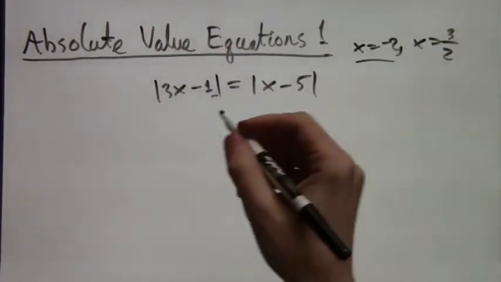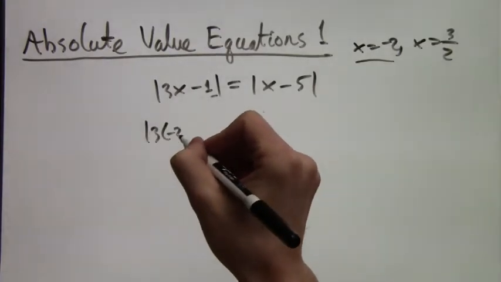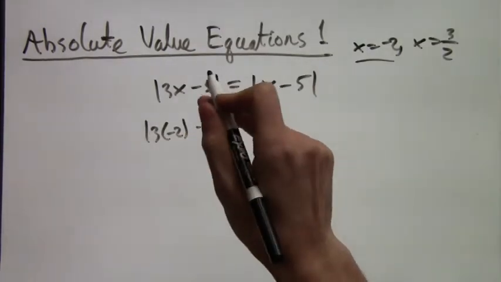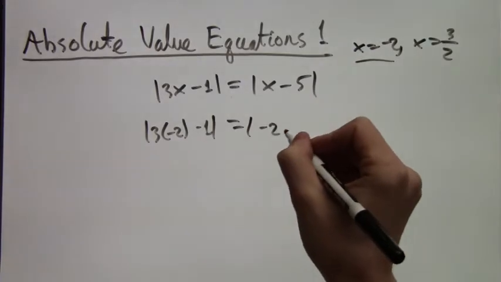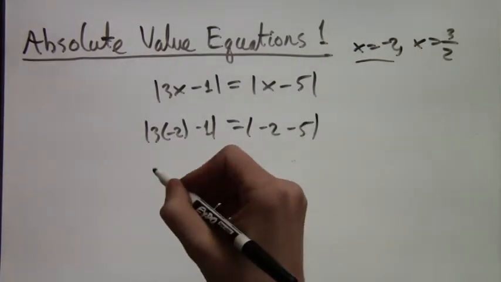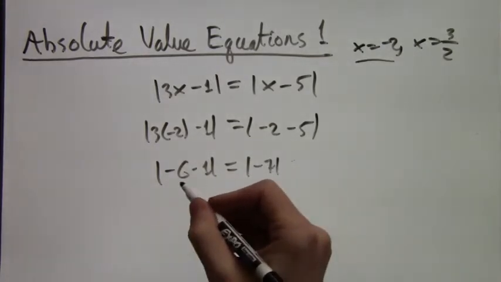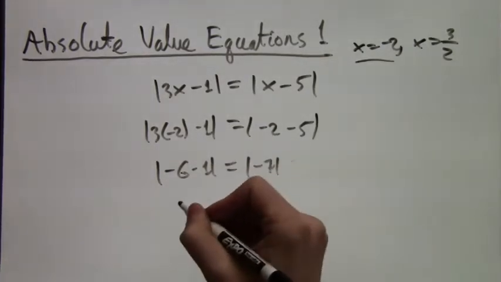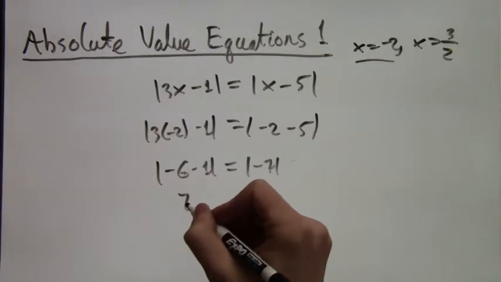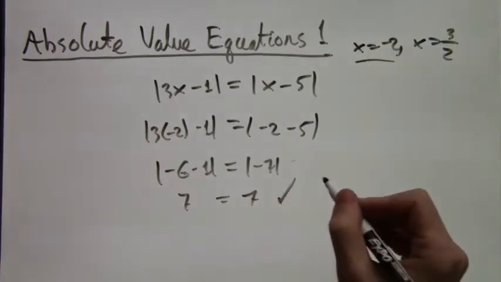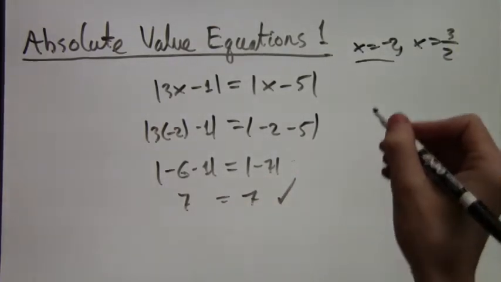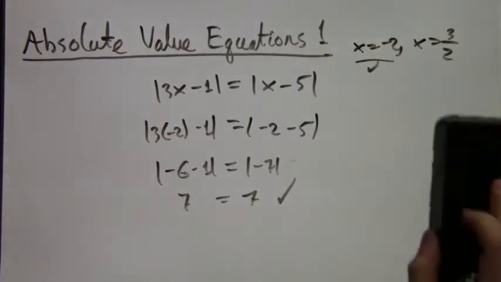Alright, well, we have x equals negative 2. So we have 3 times negative 2 minus 1 and negative 2 minus 5. This all simplifies down to just the absolute value of negative 7 equals the absolute value of negative 7, which is also the same as 7 equals 7, which is true. So x equals negative 2 definitely works.